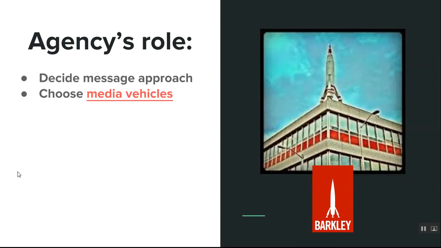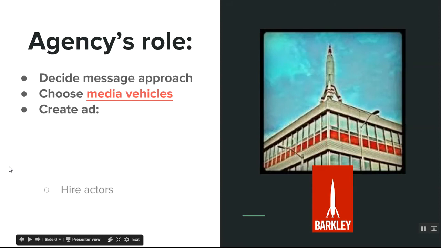Agencies also choose the media vehicles. That means they decide where the ads appear. This has a lot to do with the target audience and the content of the show itself. The idea is to choose the exact right moment when the target is most approachable, the most able to digest the message. Agencies also create the ads.